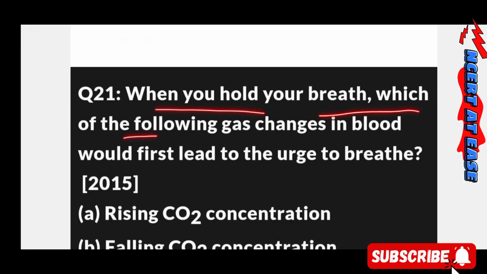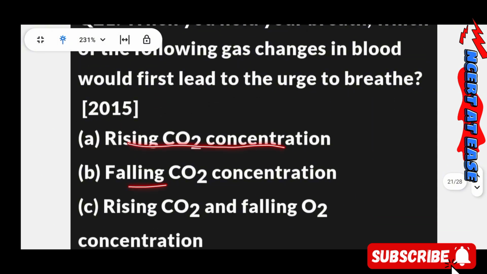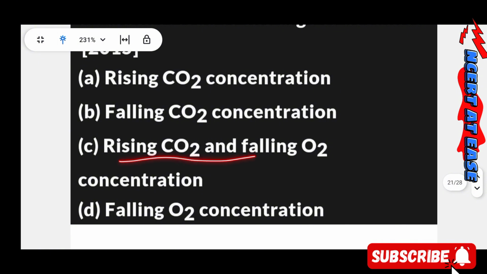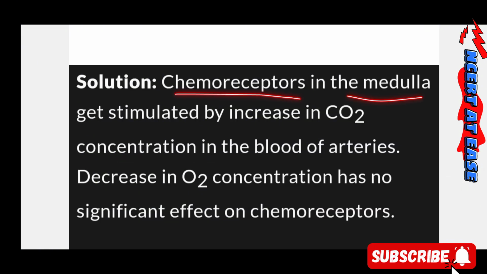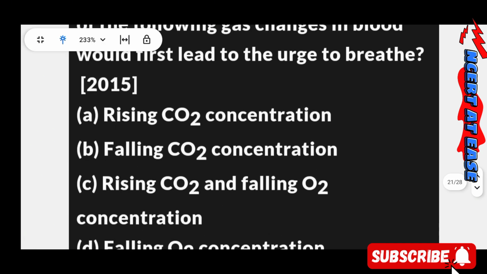When you hold your breath, which of the following gas changes in blood would first lead to the urge to breathe? Rising CO2 concentration, falling CO2 concentration, rising CO2 and falling O2 concentration. Chemoreceptors in the medulla get stimulated by increase in CO2 concentration in the blood of arteries. Decrease in O2 concentration has no significant effect on chemoreceptors.